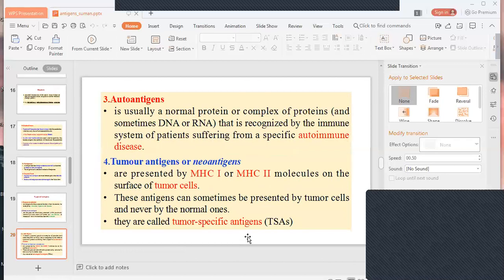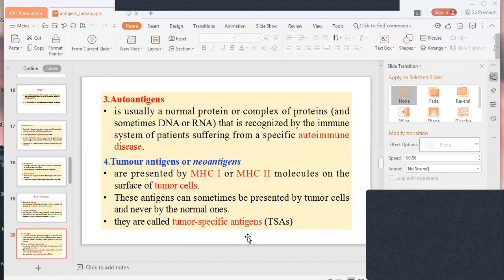Third one is autoantigen. This is a type of endogenous antigen. Again, normal proteins or complex proteins and some genes or RNA that are recognized by the immune system as an antigen, as a foreign particle. This happens in the immune system of patients suffering from specific autoimmune diseases like rheumatoid arthritis.